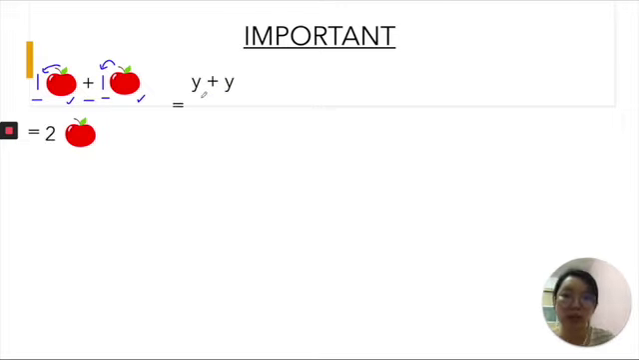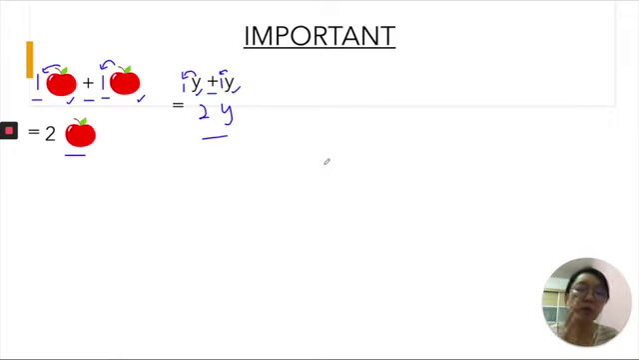Similarly, if I replace apple with variable y, again, in plus, I will check like terms. Oh, both are y, like terms. So I'll put down my y, and then check the number before the variable. 1, check the coefficient before the variable, it is 1. So 1 plus 1, I'll get 2y. This is what happens when I have plus.